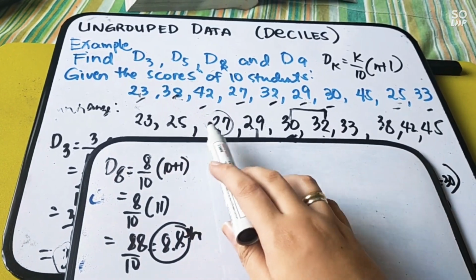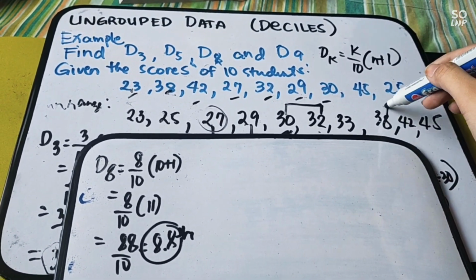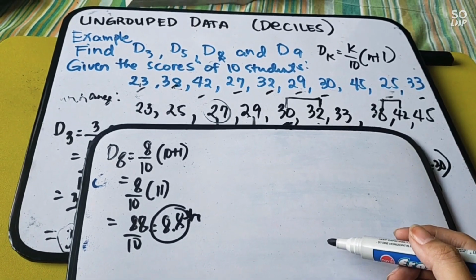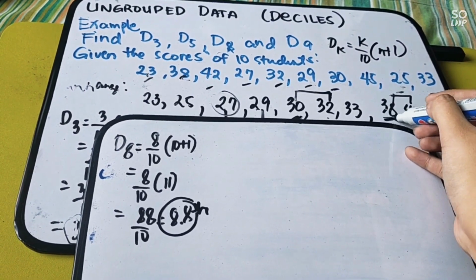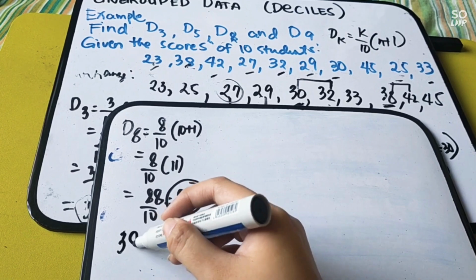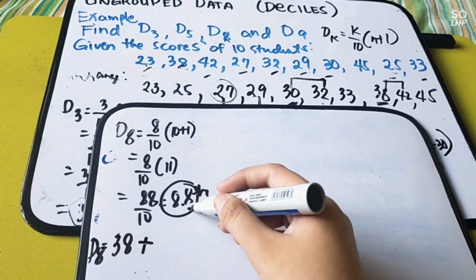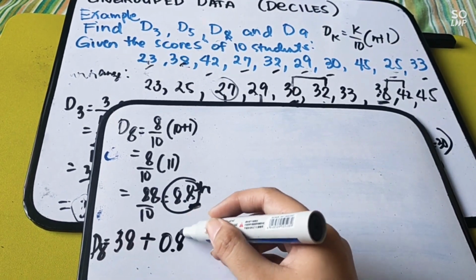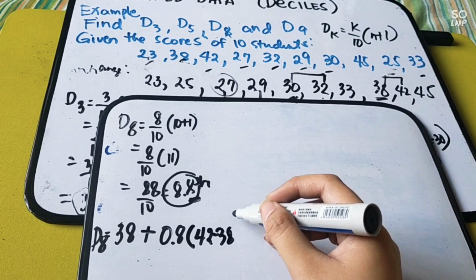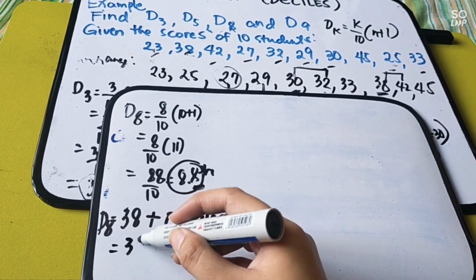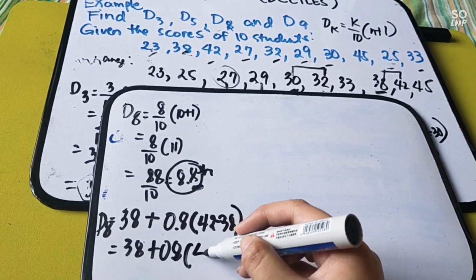So, we have here 1, 2, 3, 4, 5, 6, 7, 8, and 9. So, nandito naman si decile 8. Between 38 and 42. So, kuhanin natin ngayon yung pang 8, which is 38. So, right here, 38, for the interpolation, d sub 8 is equal to, then, add mo dun sa natira na decimal, which is 0.8, multiply mo ngayon sa 42 minus 38. Then, we have here 38 plus 0.8 multiplied by 42 minus 38, we have here 4.